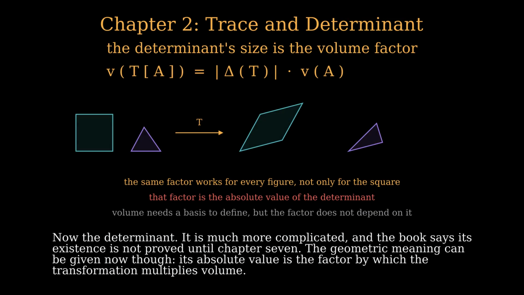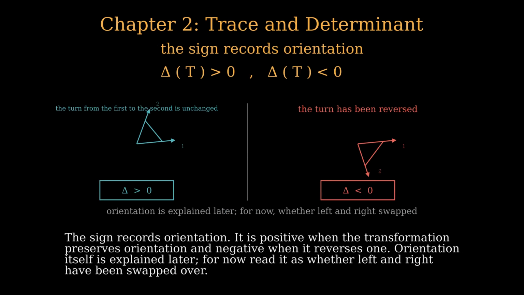Now the determinant. It is much more complicated, and the book says its existence is not proved until chapter 7. The geometric meaning can be given now, though. Its absolute value is the factor by which the transformation multiplies volume. The sign records orientation. It is positive when the transformation preserves orientation and negative when it reverses one. Orientation itself is explained later. For now, read it as whether left and right have been swapped over.